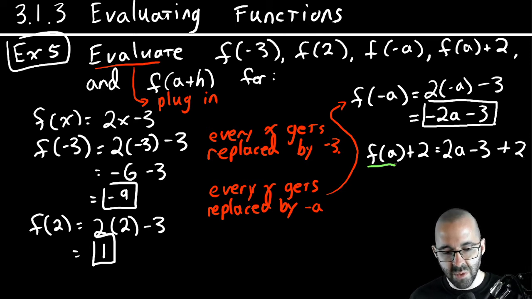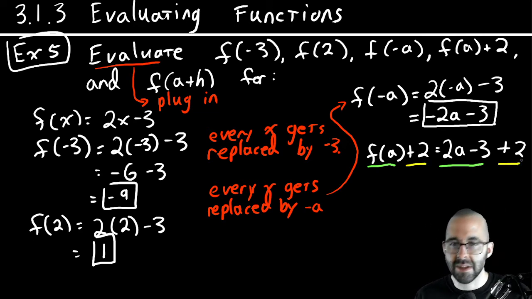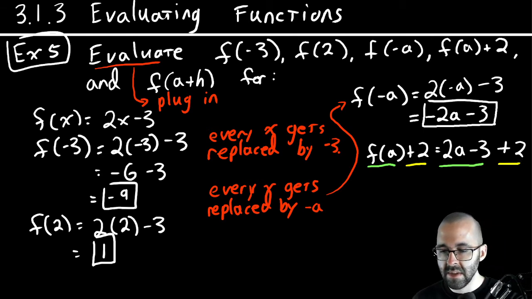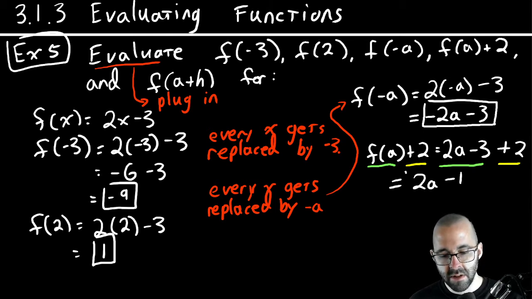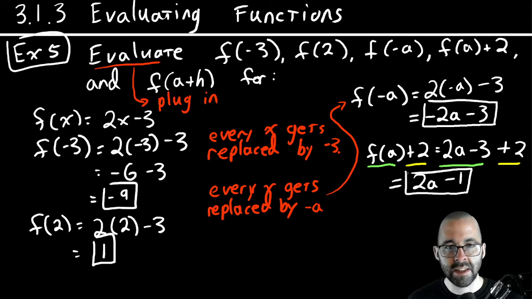All right, so it really is just what is f of a? F of a is that. And there's a plus 2 at the end. Well, there's still a plus 2 at the end. That's what's going on right here. And then just like before, we simplify. So 2a doesn't simplify. We're collecting like terms though. Minus 3 plus 2 is minus 1.